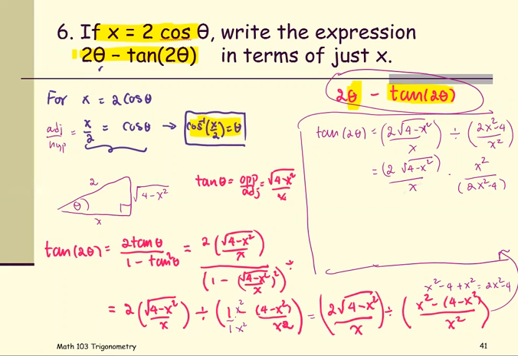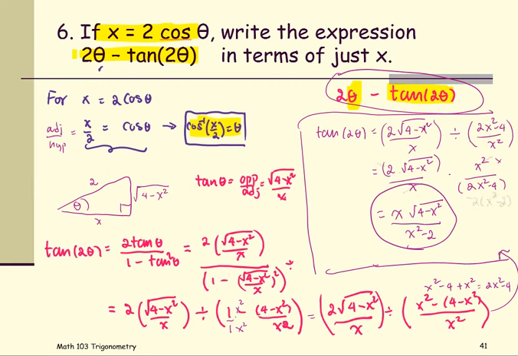We see x and x squared reduce. In 2x squared minus 4, the common factor is 2, so we have 2 times x squared minus 2. We see 2 and 2 reduce. The simplified form of the tangent double angle would be one x left here, with x multiplied by radical 4 minus x squared for the numerator, divided by the quantity x squared minus 2.